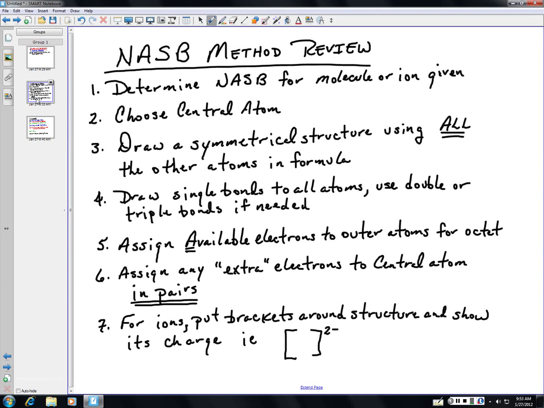Step 4, as soon as you've done that, draw a single bond to all those atoms. And if you need to, go back and use double and triple bonds. Okay?